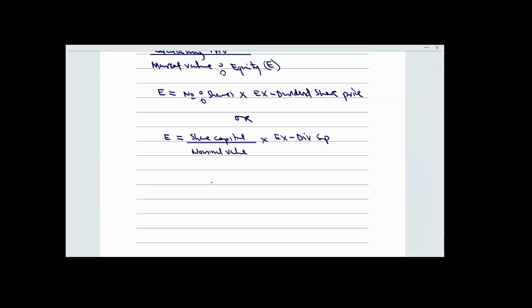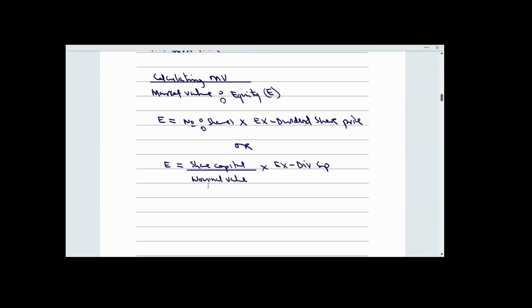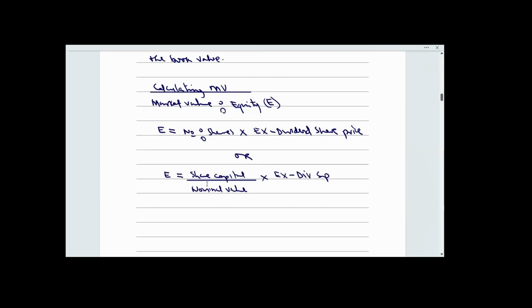So what it simply means is that if the dividend has not been paid, that means you need to convert. That means that share price is cum div, so you cannot use cum div to calculate the market value. It has to be xdiv share price. So all those concepts, you need to apply here also. So this is how to calculate market value of equity.